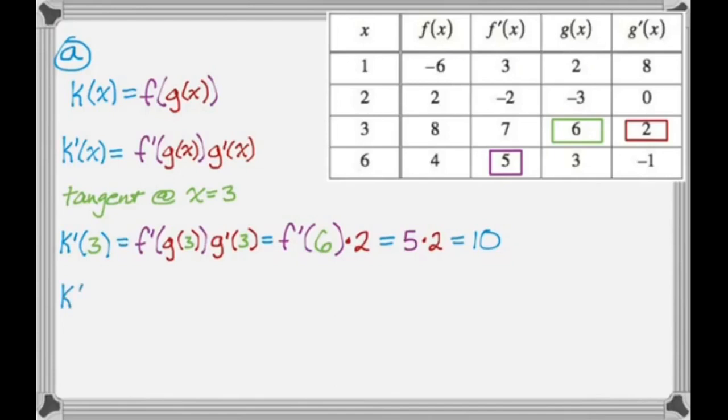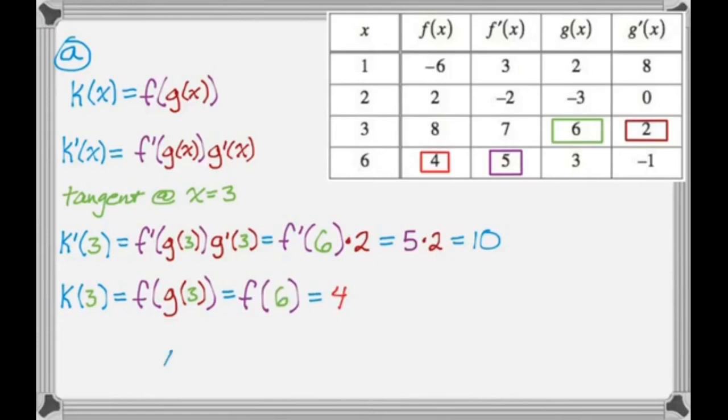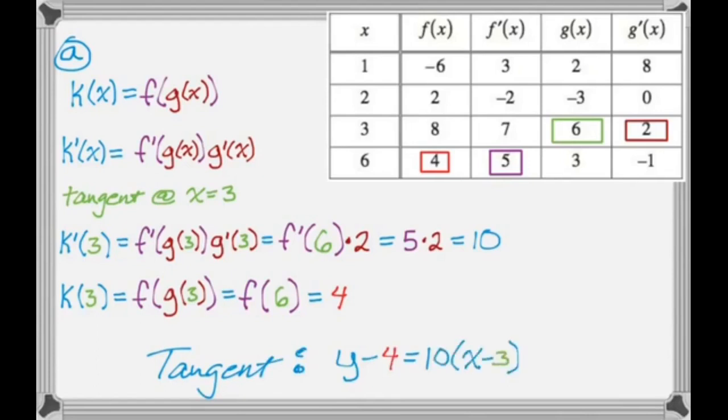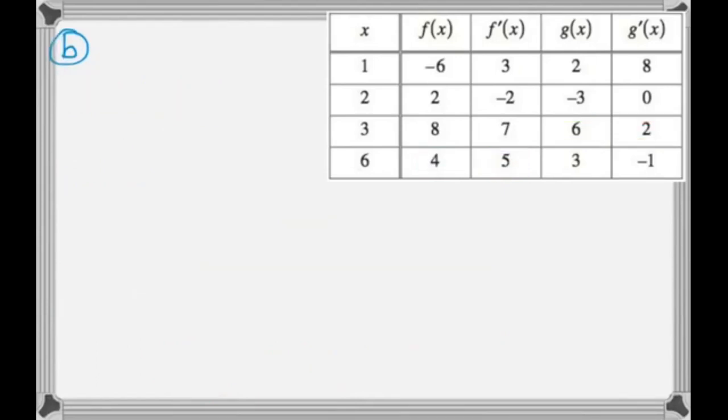I need to find k of 3. So k of 3 is going to be f of g of 3. So I already know that g of 3 is 6, so it's f of 6. And then f of 6 is 4 from the table, so I get 4. It's a lot of table reading. So now, I always use point slope, like always, unless they specifically tell me I need to rearrange it. So I'm going to go y minus 4 equals 10 times the quantity x minus 3, and move on. That's part A.